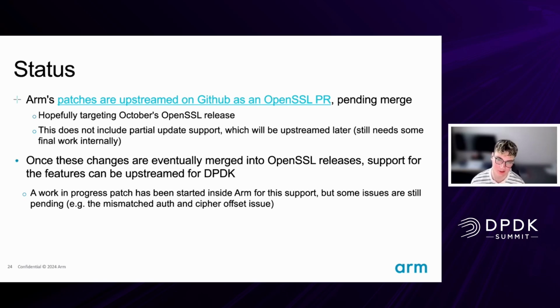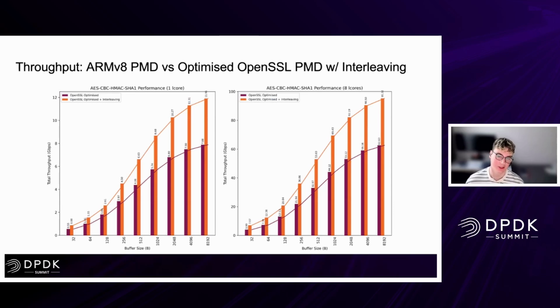This doesn't include the partial update support. That will come later. It still needs some more work internally, which the team is working on at ARM. And then once these changes are eventually merged, we can upstream the PMD changes to add support to DPDK. We have a work in progress patch for this, but it doesn't make sense to upstream it until the OpenSSL changes are finalized. So what kind of results do we get from doing this?